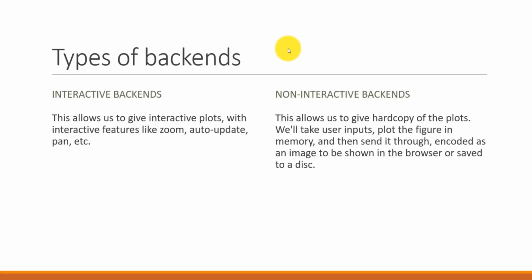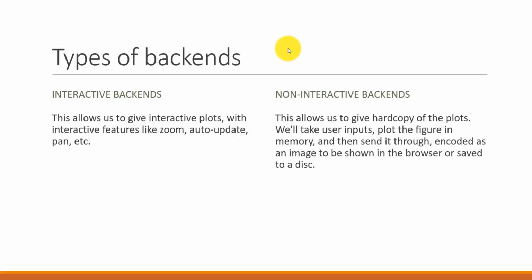So there are two types of backend, which are interactive backend and non-interactive backend. We discuss them one by one. Firstly, I tell you what an interactive backend is. An interactive backend allows us to give interactive plots with interactive features such as zooming, auto update, panning, etc. And it is also referred to as a user interface backend.